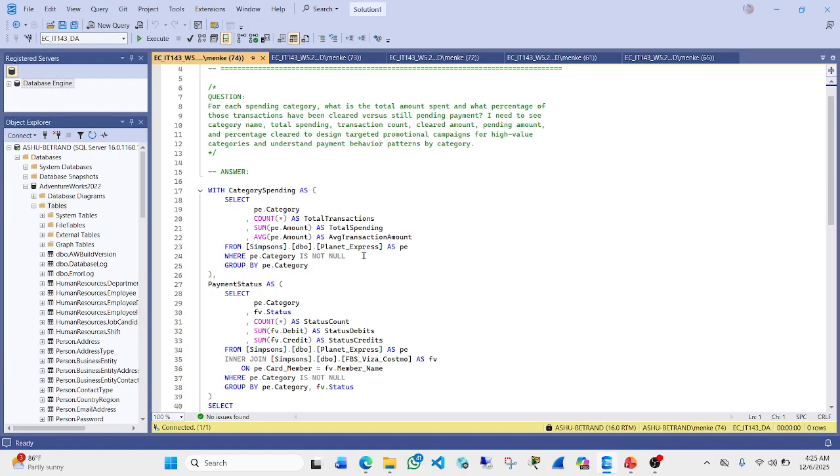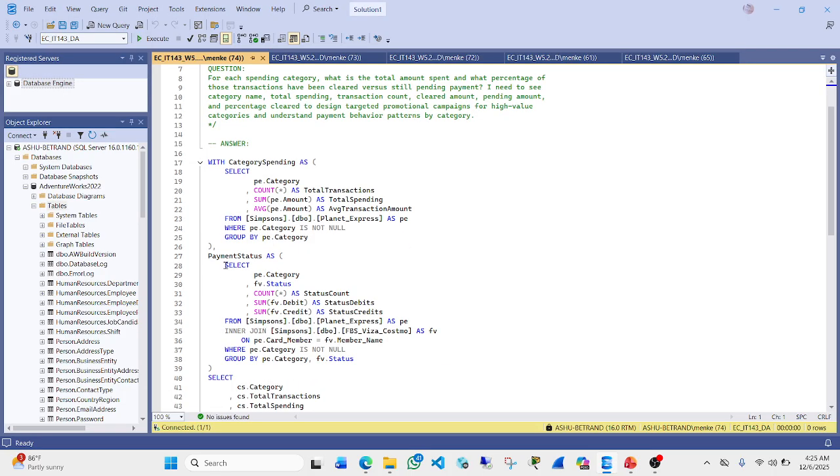So the same, we're going to use both two common tables today. The first one is the category spending, and the second is the payment status. The category spending is going to break down all transactions by category. It's going to count them, sum the pay amount, give the average, and take it from this database. You can see the database here, Planet Express.